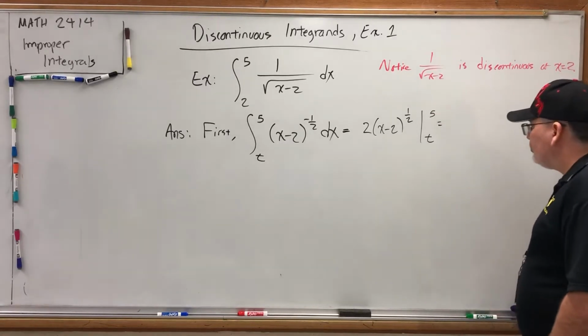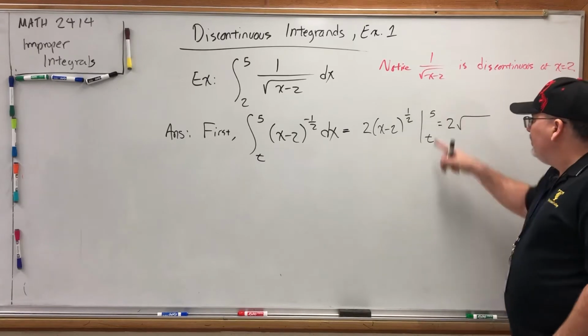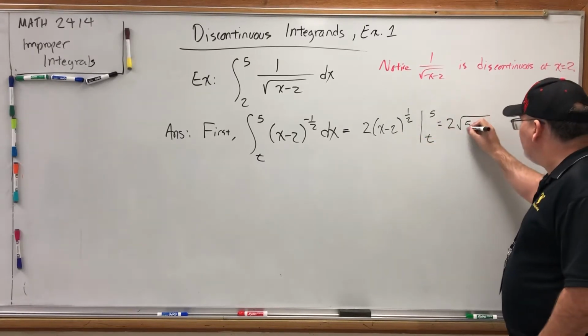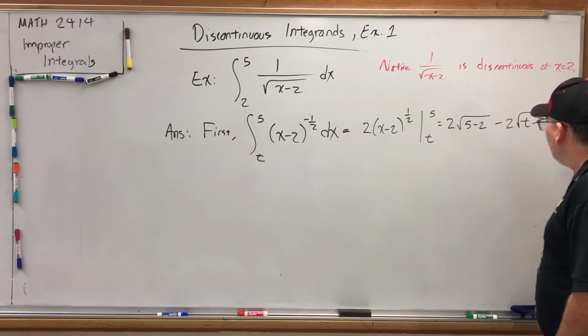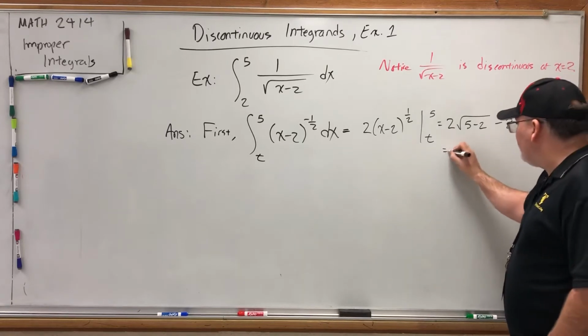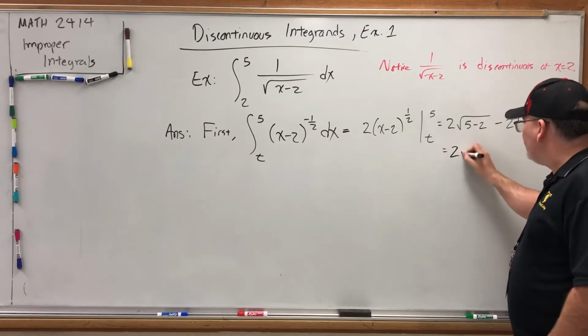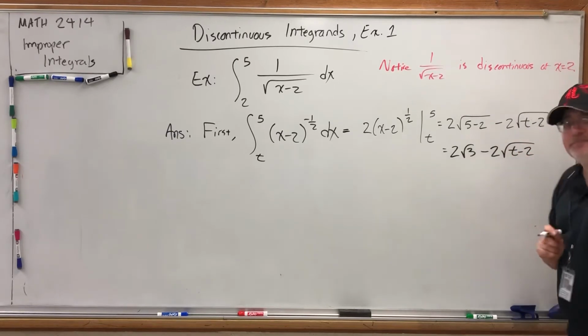All right, let's restore the 1/2 back to a square root while we're evaluating. Substitute 5 for the x, minus substitute t for the x. We can clean this up just a little bit. We can say 5 minus 2 is 3, so the square root of 5 minus 2 is the square root of 3, but that's really as far as we can push that antiderivative. Okay?